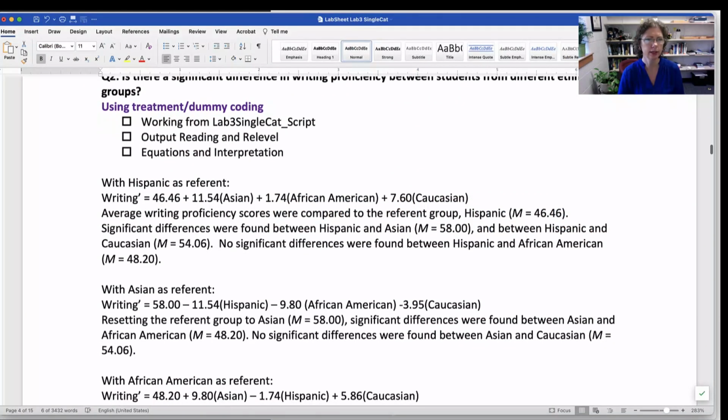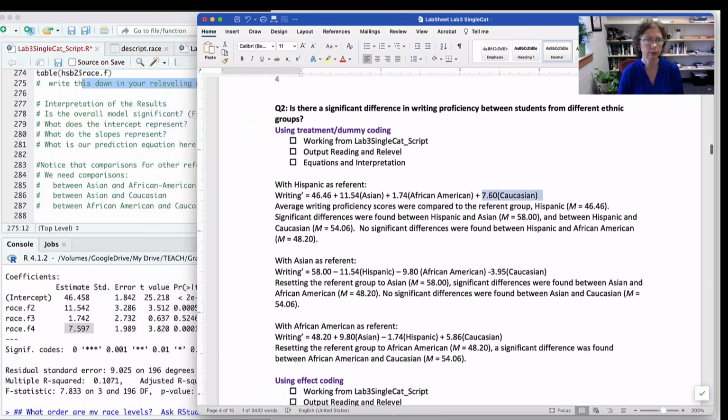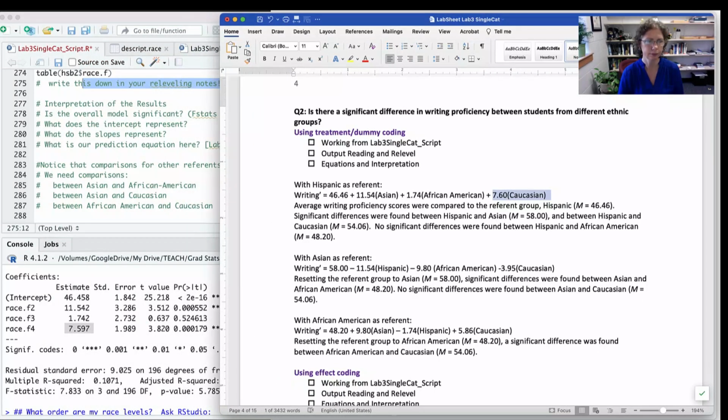When we had Hispanic as referent, we had the y-intercept, we had the regression coefficient for Asian, the regression coefficient for African American, and the regression coefficient for Caucasian. Those are all in the output right here. And you can let your reader know what's going on with that. Average writing proficiency scores were compared to the referent group Hispanic. Significant differences were found between Hispanic and Asian.